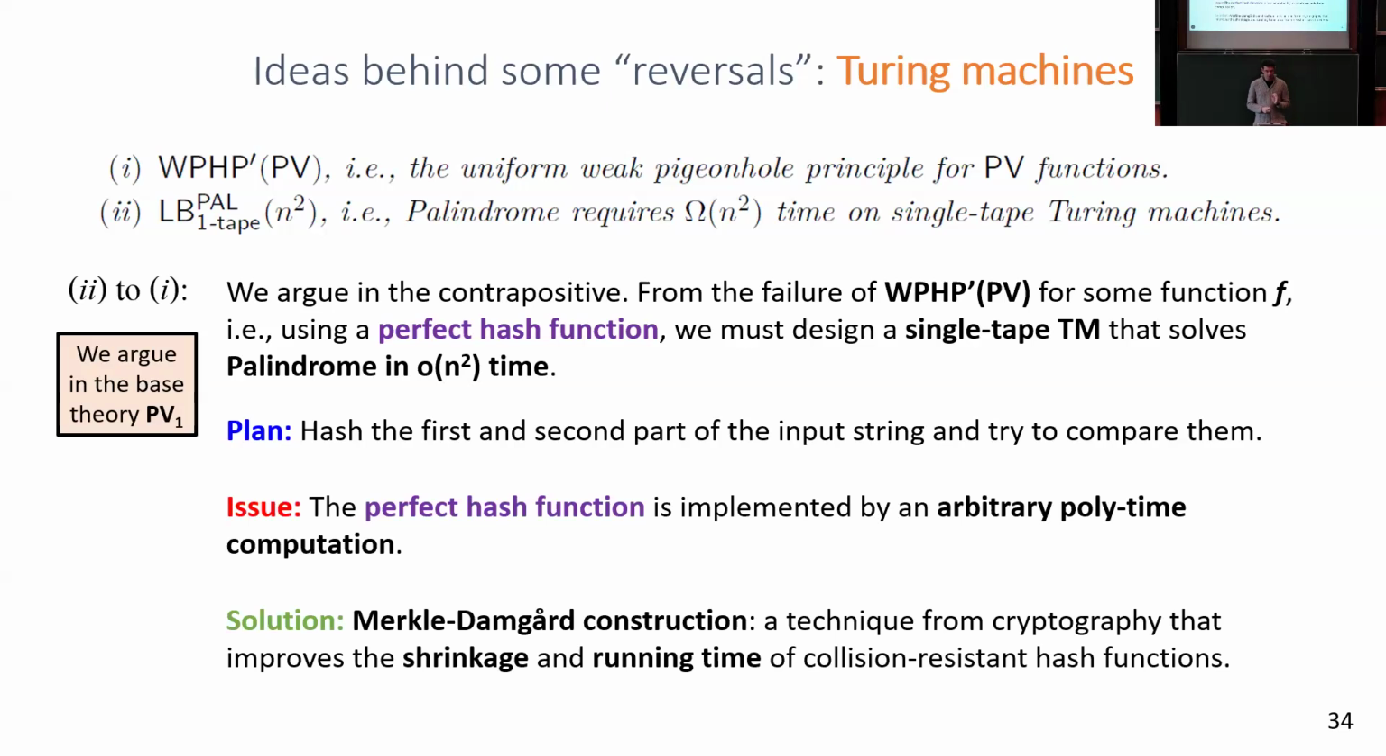And the way we solve this problem is by incorporating an idea from cryptography called the Merkle-Damgård construction. It's a technique that allows you to improve both the shrinkage and the running time of collision-resistant hash functions. So using this technique, you can actually move from a polynomial time hash function to one that runs in time n to the 1 plus epsilon. And now what we do is we take this technique and we show how to implement it in a single tape Turing machine in less than n squared time. And additionally, you need to show that PV can understand everything that it's doing and that it can formalize the correctness of this. That's what requires a more careful construction. And that finishes the proof sketch. That establishes the equivalence between the weak pigeonhole principle and single tape Turing machine lower bounds.